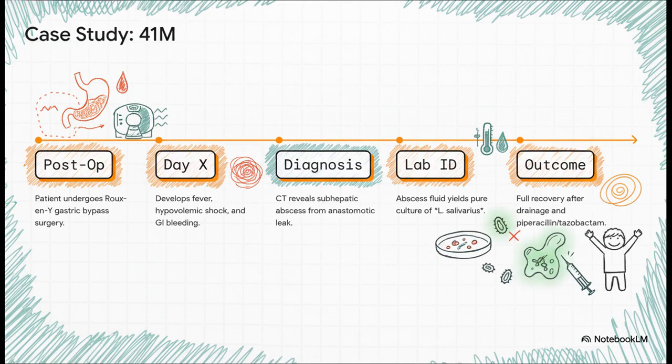This case from 2018 is a perfect example of how this happens. You have a patient who undergoes gastric bypass surgery. He develops a leak where the gut was reconnected. Well, that leak is basically an open door, letting this gut commensal walk right into a sterile space. The result? A nasty abscess. And what's really interesting is that the lab grew it in pure culture, probably because the bug produces its own bacteriocins that killed off the competition.